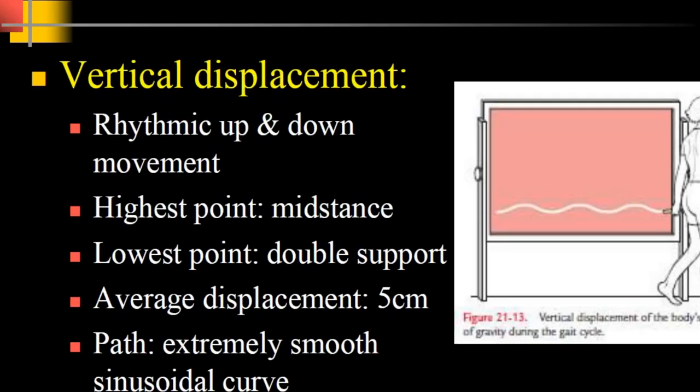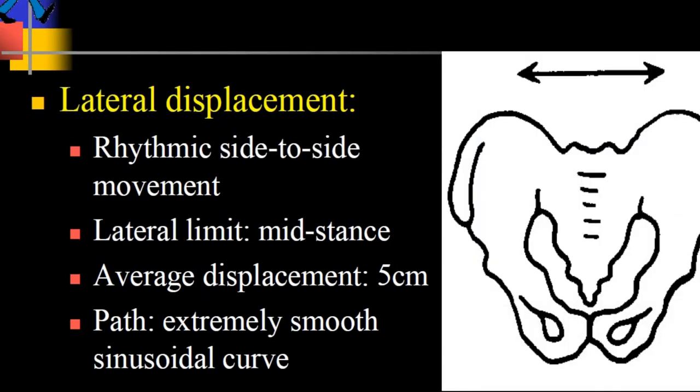The vertical displacement is nothing but the rhythmic up and down movement, as you can see here. Okay, the highest point occurs in mid stance and the lowest point occurs in double support. Average displacement is at least 5 centimeters. The path is extremely smooth, like a sinusoidal wave. So, lateral displacement. Lateral displacement is a rhythmic side to side movement. Okay, then the lateral limit is at mid stance. Average displacement is at least 5 centimeters. The path is extremely smooth, like a sinusoidal wave.